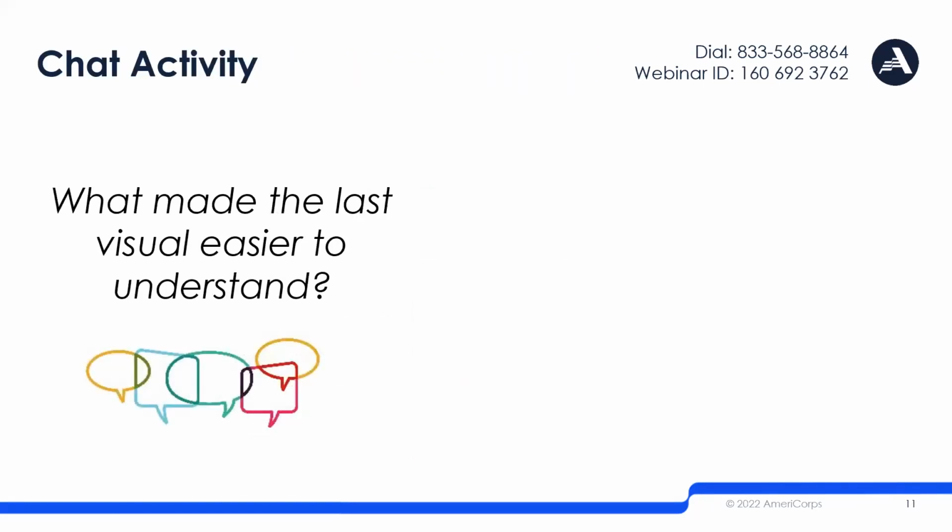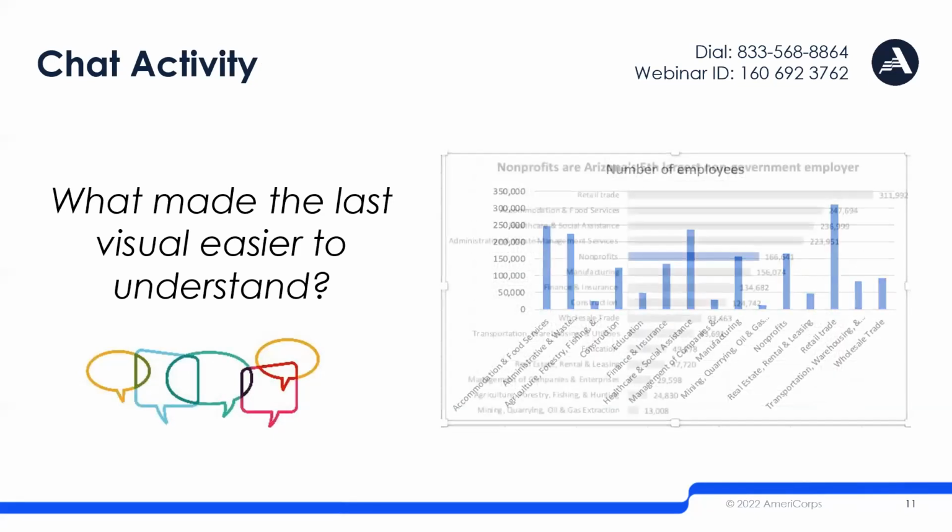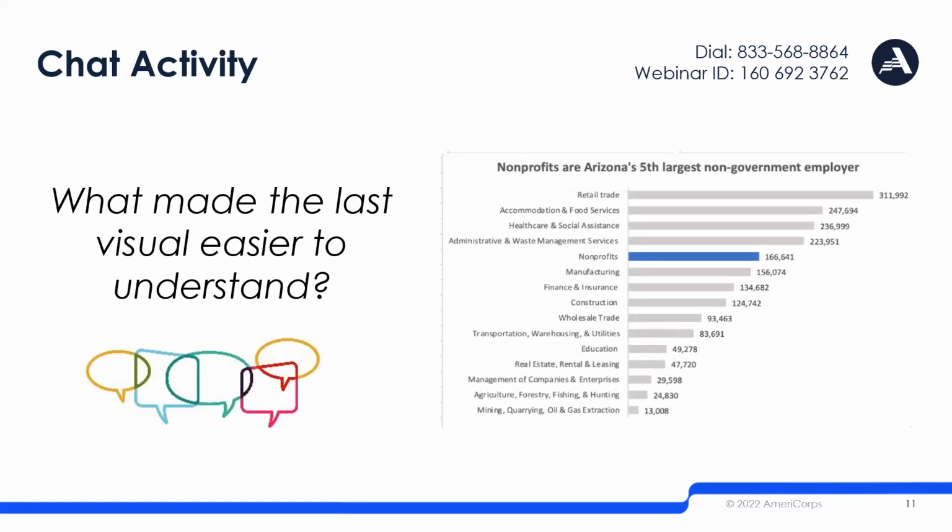All right, so already we have a quick activity in which we're going to ask you to respond to a question in the chat. Gina showed us three visuals, a spreadsheet, a chart, and then a redesigned chart. So what made this last one easier to understand? And again, so that everyone can see your response, please select everyone before you submit.